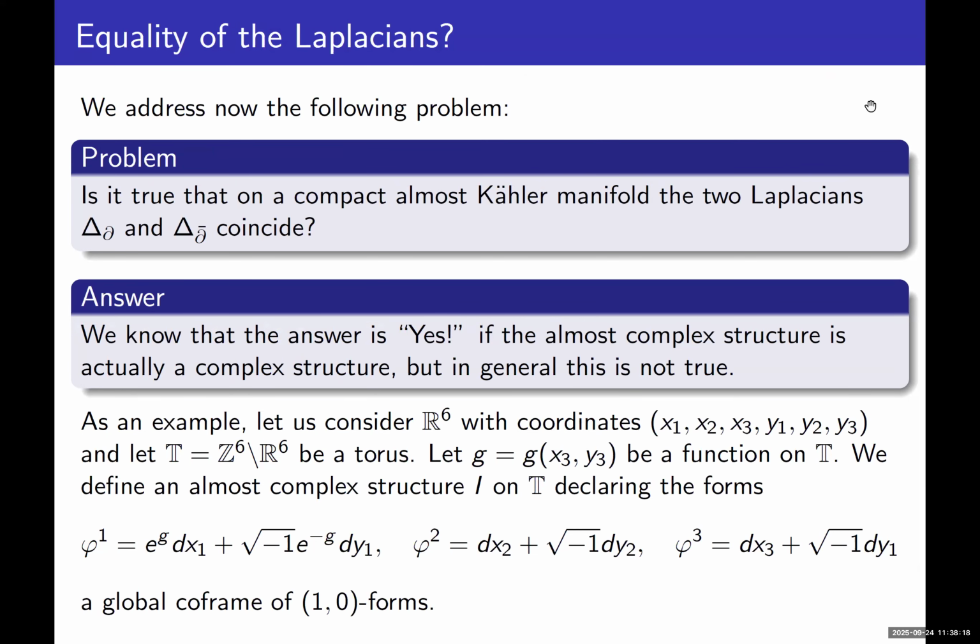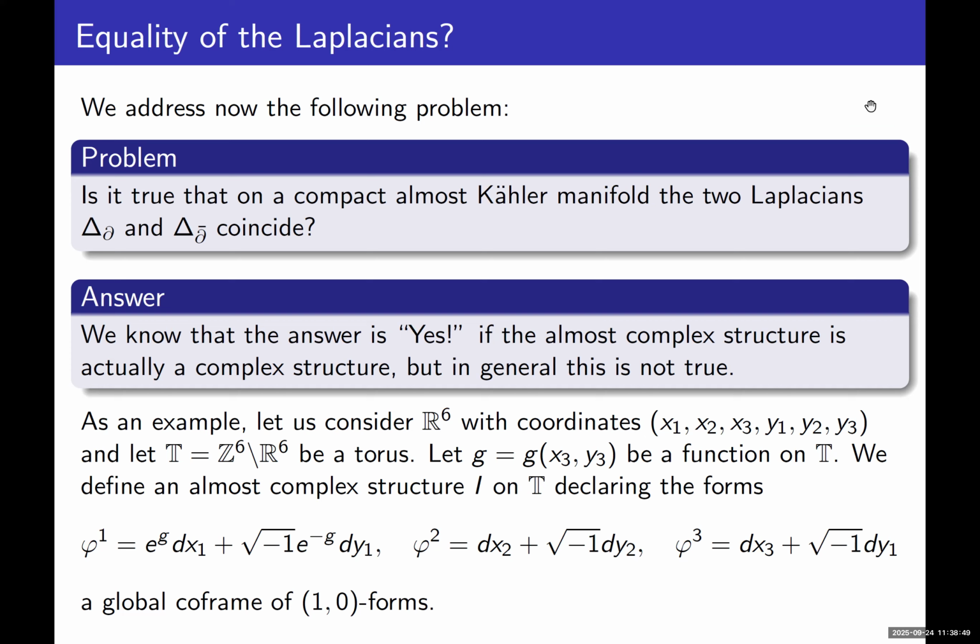Now that we know this, we can ask what the behavior of the Laplacian is in the almost Kähler setting. We know that on compact Kähler manifolds, the Laplacians of del and del bar coincide. Is it true also in the almost complex, genuinely almost complex case? So the answer is no in general.